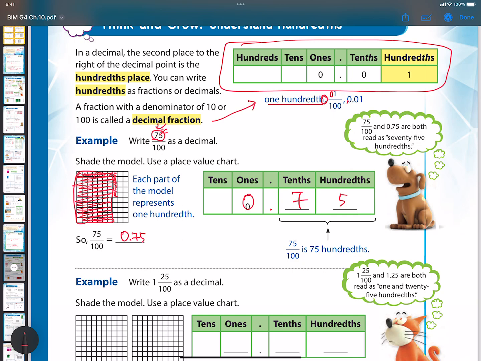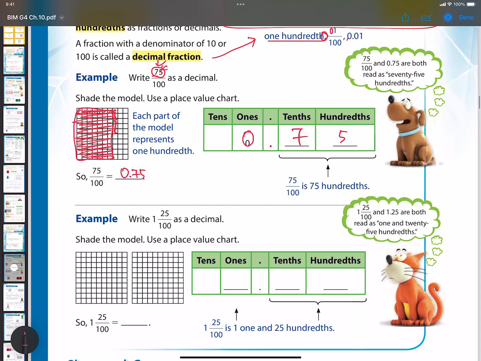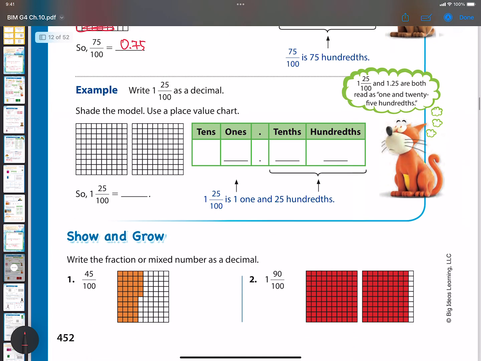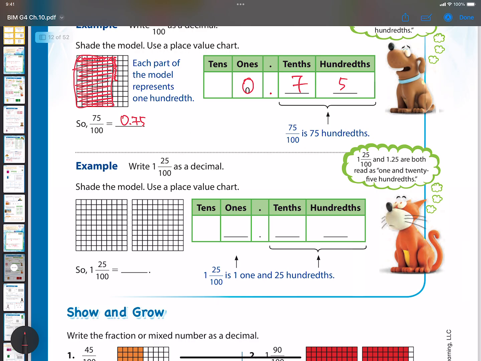All right. So let's practice another example. 75 over 100 and 0.75 are both read as what? 75 hundredths. Okay. So we've been practicing this one from the tenths place. Something tenths, like 4 over 10 is what? 4 tenths. Okay, so here, 75 hundredths.